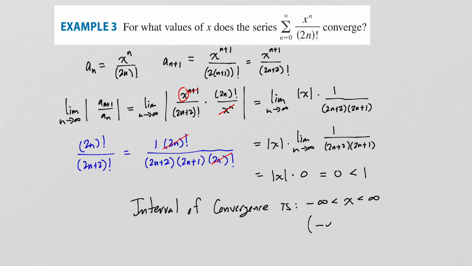And the way we normally write that is in interval notation. And one nice thing about this is that there are no endpoints to test, right? Because the endpoints are infinite. So this means that this power series converges for every value of x that you plug in.